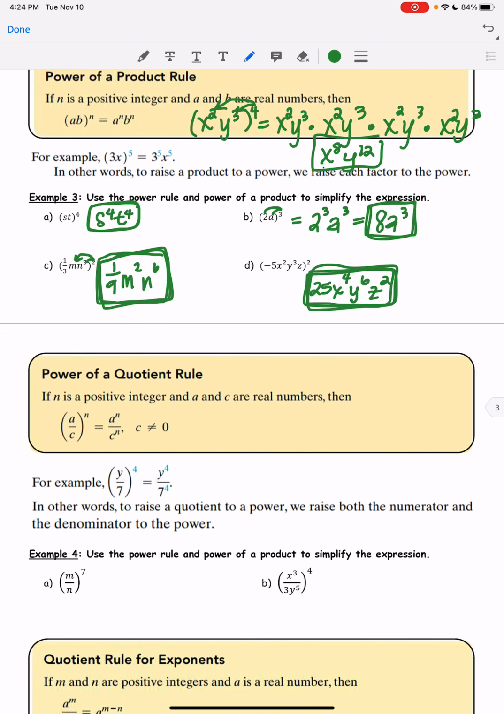You have power of a quotient, which is the same thing. If you have a fraction in here, that exponent goes to everything in top and everything in the bottom. So really, when we did 1/3 squared, what did I say to do? We did 1/3 times 1/3. This right here is telling me that that is the same as 1 squared over 3 squared, which still gave me 1/9, right?